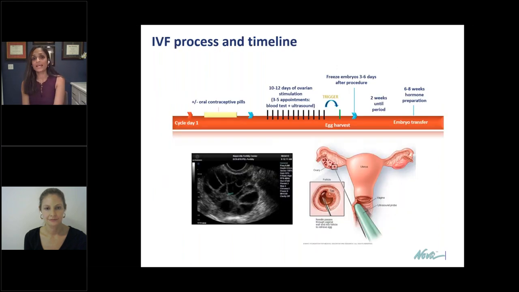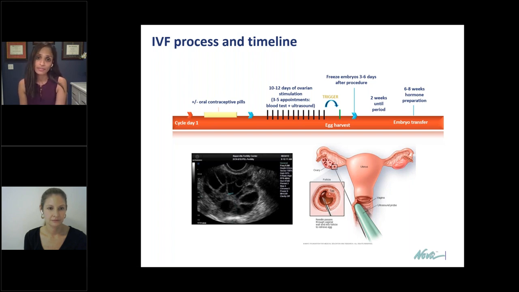Next slide, please. So the IVF process begins with a woman taking IVF hormones, and those include injectable hormones that a woman will self-administer, typically in the lower abdominal area. They're very, very easy to administer and have very minimal side effects.